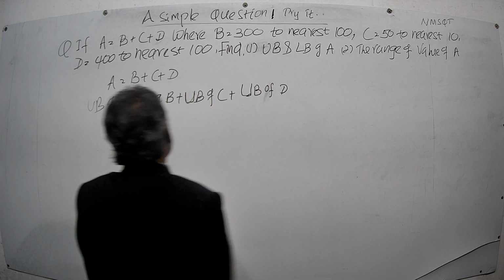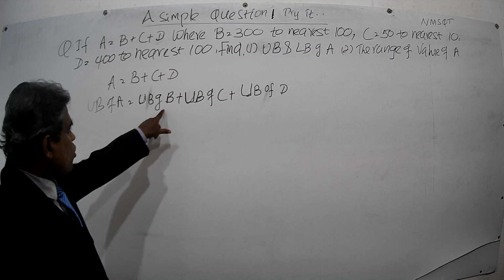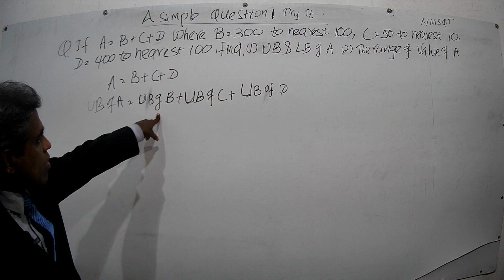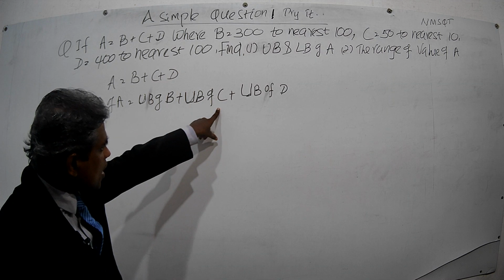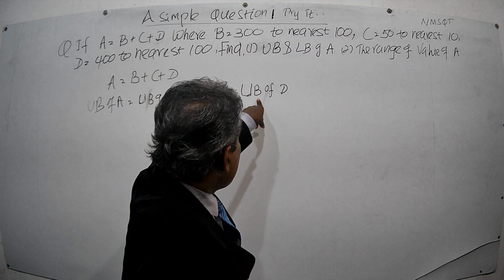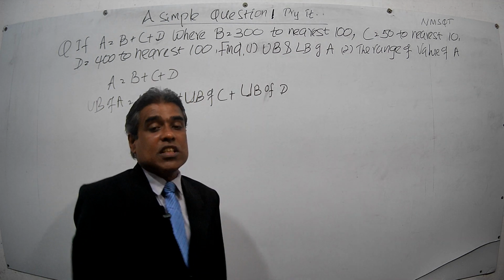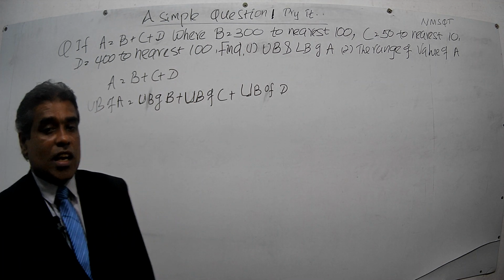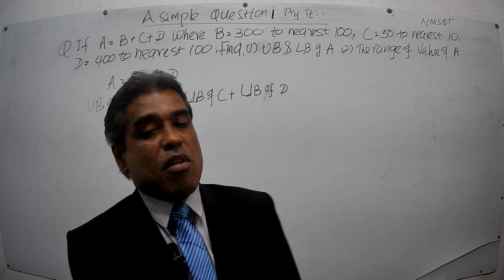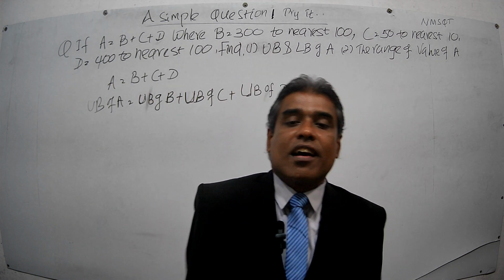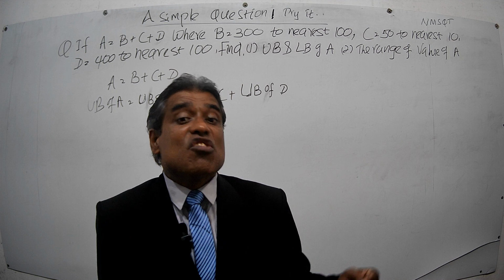Right. Now we know the upper bound of B is the upper bound of a single corrected value. The upper bound of C is the upper bound of a single corrected value. The upper bound of D is also the upper bound of a single corrected value. For a single corrected value, the formula for the upper bound is very easy. That is corrected value plus degree of accuracy over 2.